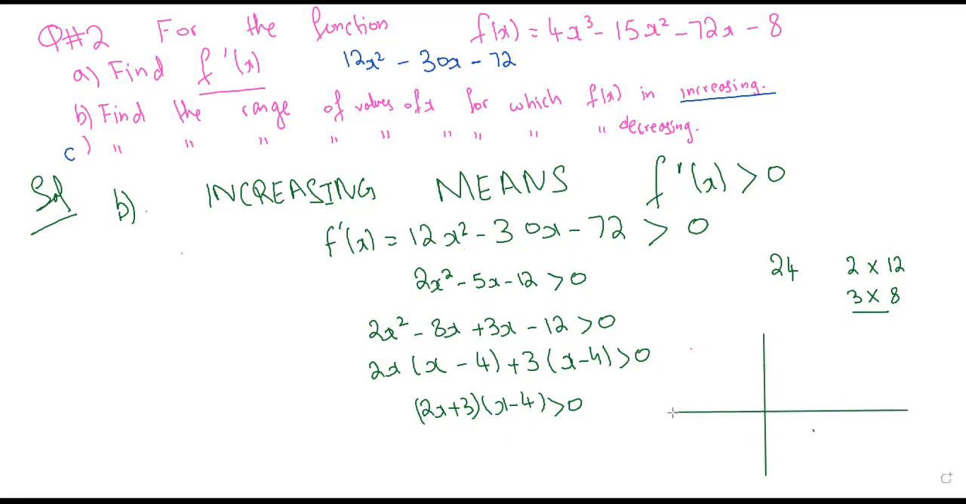It is a quadratic inequality, so we are going to get a parabola. When we multiply the x terms, 2x into x, that would be x squared. That means it would be a U-shaped curve. And the x-intercepts would be where 2x plus 3 equals 0, so that would give me x equals minus 3 by 2. And the other one would be x equals 4. So it would be somewhere here and somewhere here.